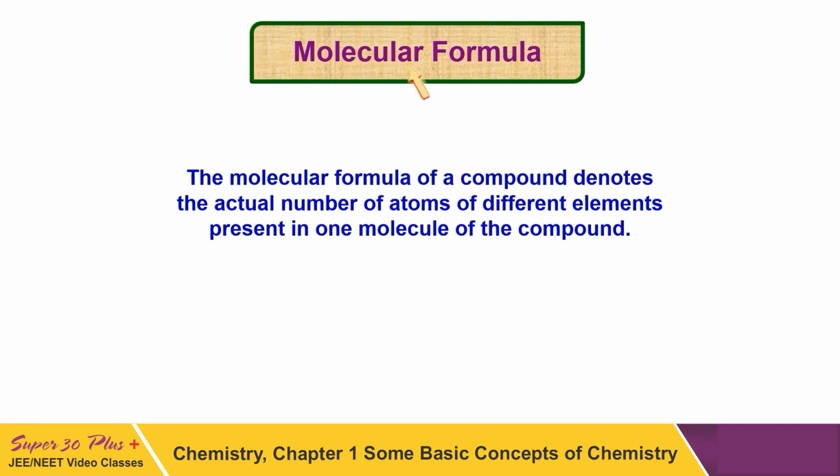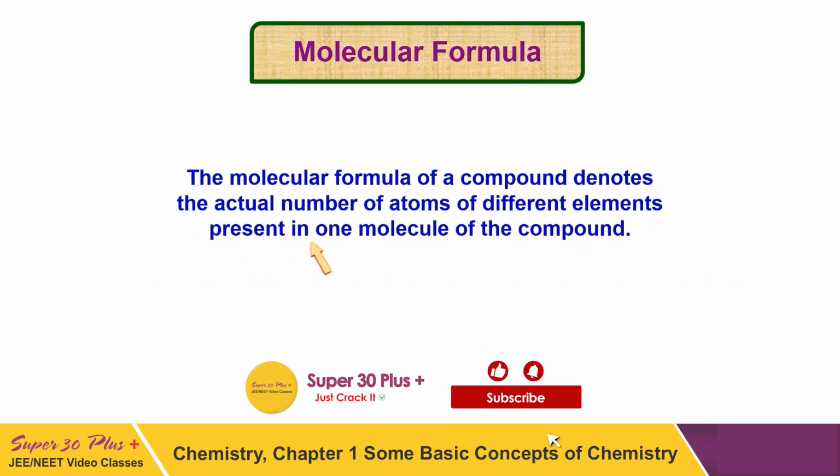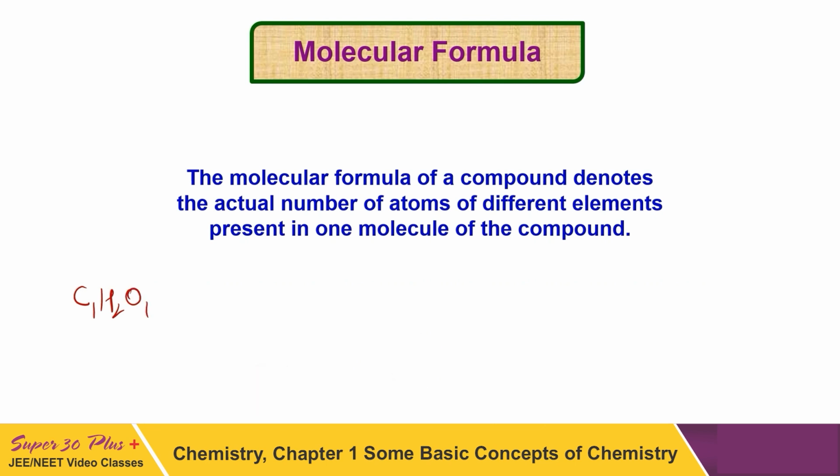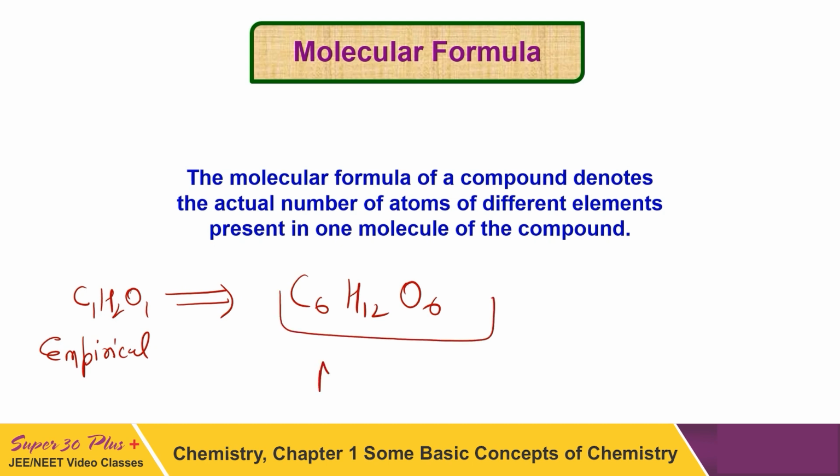And the last one is the molecular formula. So what is the molecular formula, students? Molecular formula, as I told you, denotes the actual number of atoms of the different elements present in the compound. Like C1H2O1 is the empirical formula of glucose. But what is the real formula of glucose? This is empirical. But the real formula is C6H12O6. This is the molecular formula. So like I told you earlier also, the molecular formula gives the actual ratio of the component elements. All right, students.